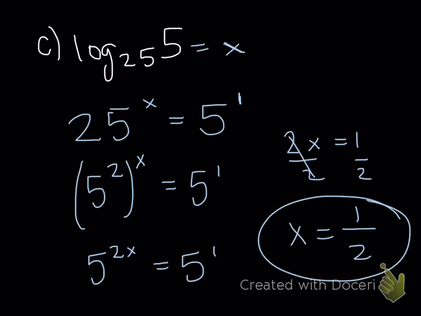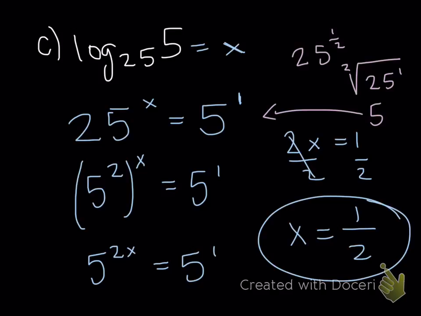And to tie this in, if we went back to check this, I said at the beginning that a fractional exponent is the same idea as a square root. So if I had 25 to the 1/2 power, this is the same thing as saying the square root of 25 to the first. And I know the square root of 25 is 5, which is what I was trying to prove it equal to be.